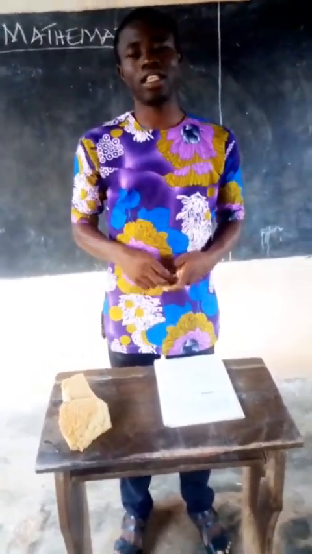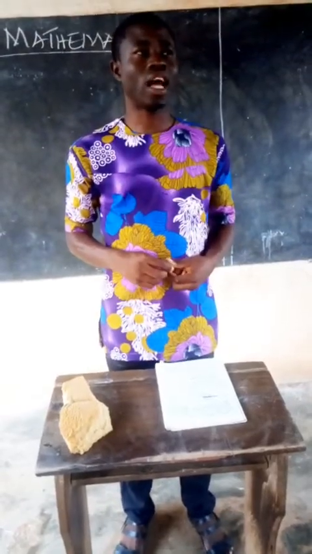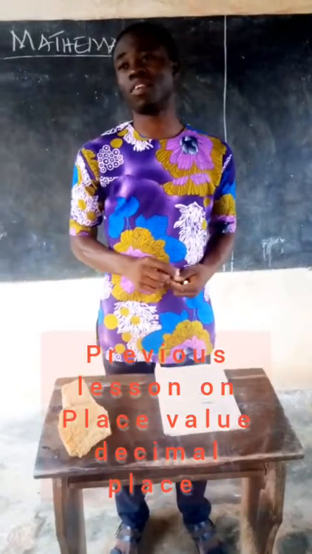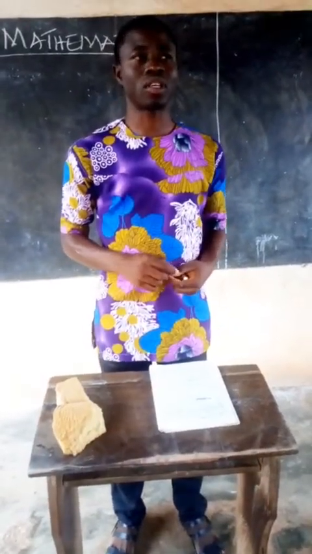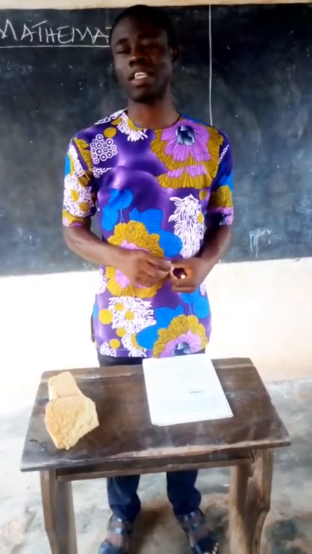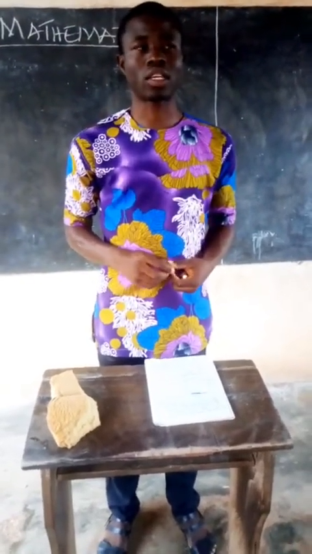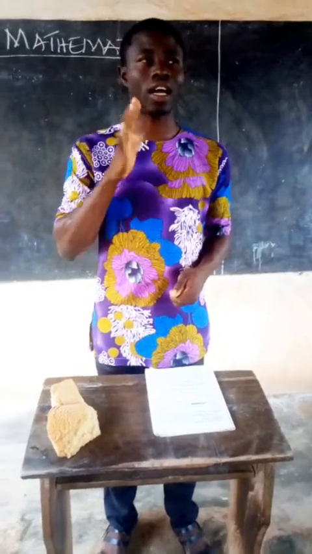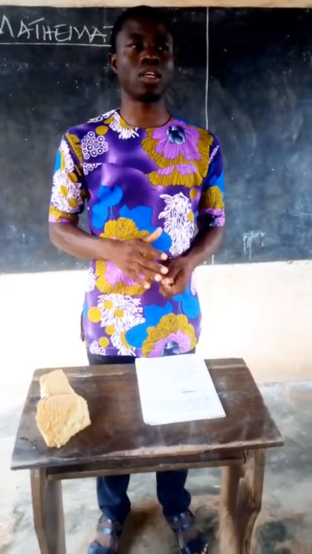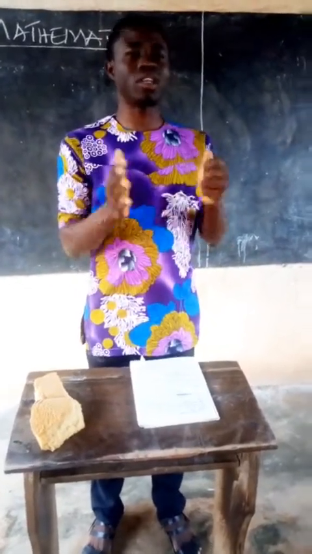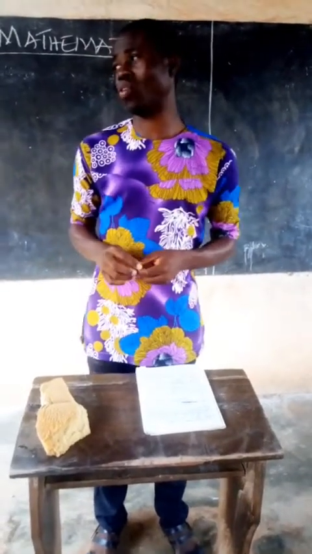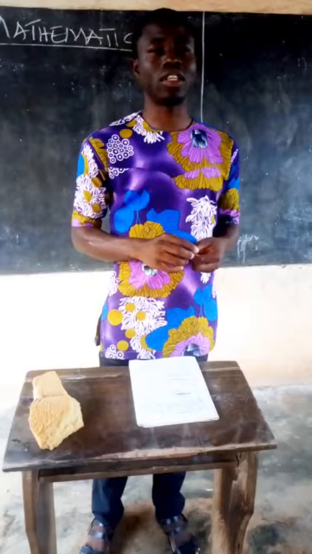Before we start the new topic, last week we ended with the place value, the place value of decimal places. So we solved two examples. We are solving an additional example so that we have three questions under place value decimal places, and we bring the place value decimal place to an end.